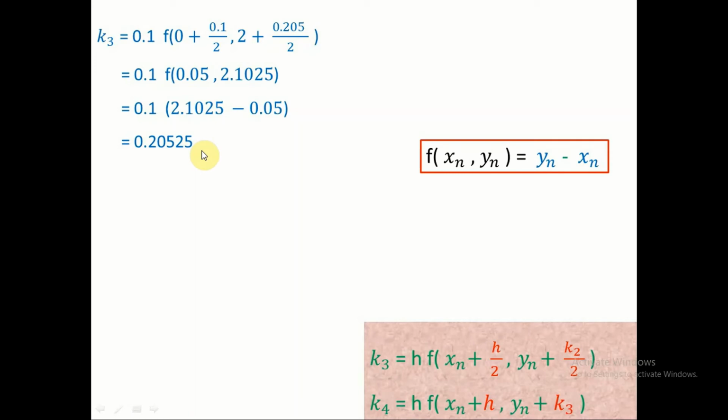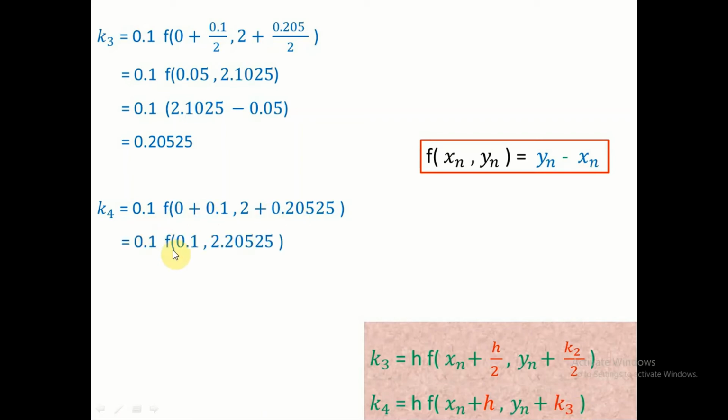Now we need to find the value of k4. The formula is k4 equal to h into f of x n plus h, comma y n plus k3. Substituting the values of x n, h, y n and k3, we get this step. That is equal to 0.1 into f of 0.1, comma 2.20525. Substituting x n equal to 0.1 and y n equal to 2.20525 in this equation, we get 0.1 into 2.20525 minus 0.1. That is equal to 0.210525.